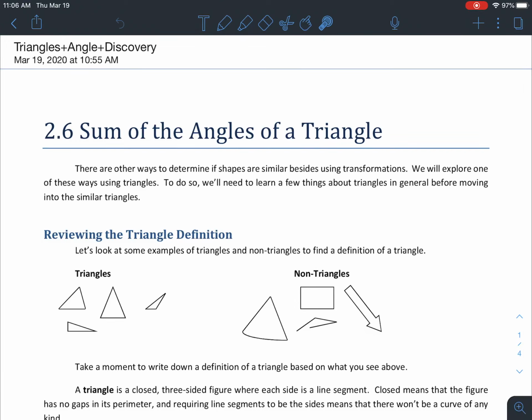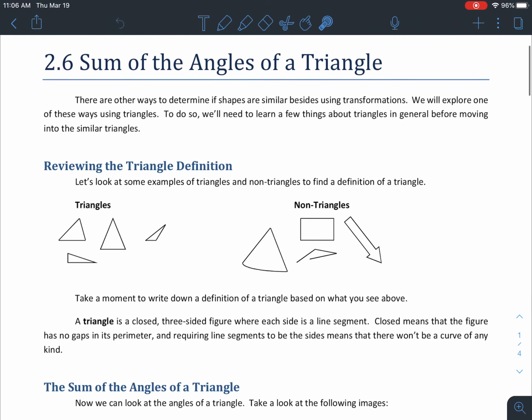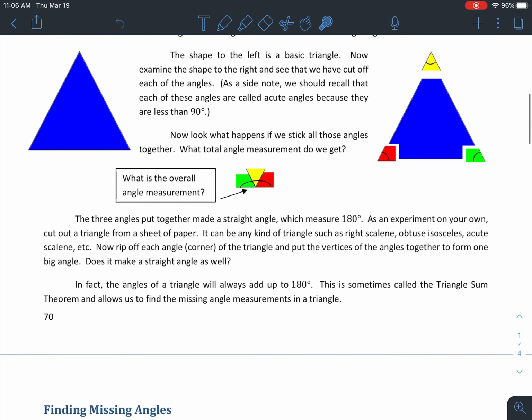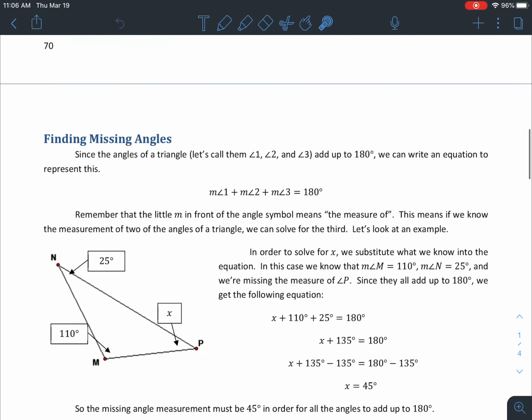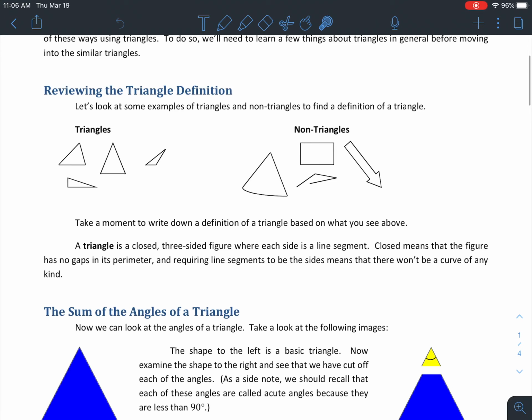Happy Monday. We're going to start out with triangles, angle discovery. I want you guys to go ahead and press pause, and I want you to read through these first 2 pages first. And then when you're ready, press play and we'll go through and pick out some of the important pieces.